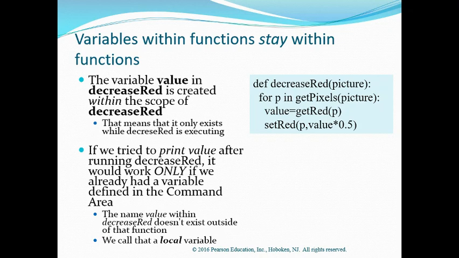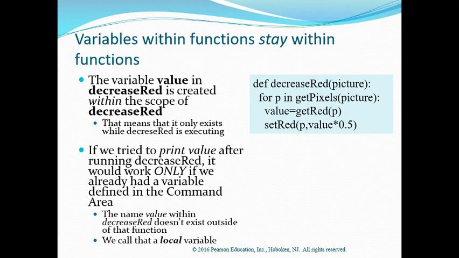So in this example on the right side, we define a function called decrease red, which has an input called picture. And that's where picture in this example is the placeholder, right? We call decrease red with a picture object. That picture object exists outside the scope of this decrease red function. And the input that we give it, we use through the scope inside of the decrease red function.